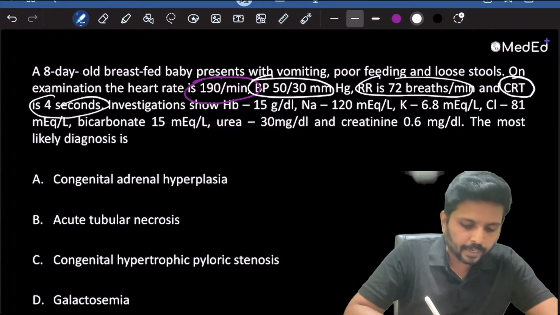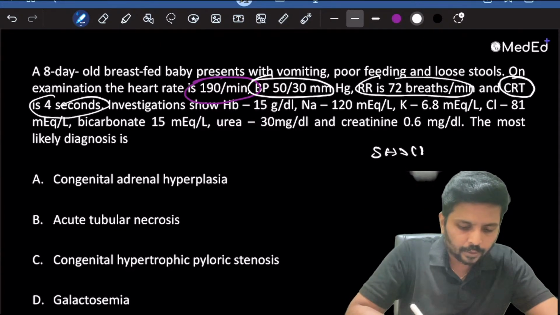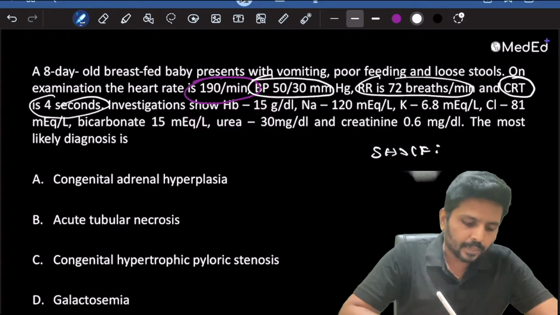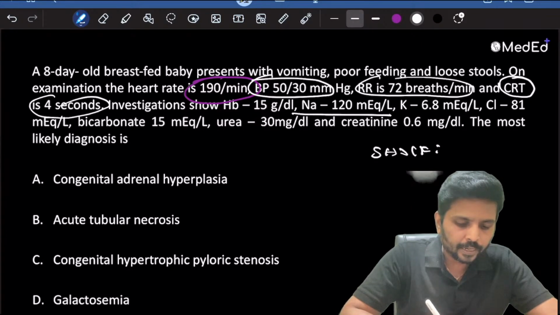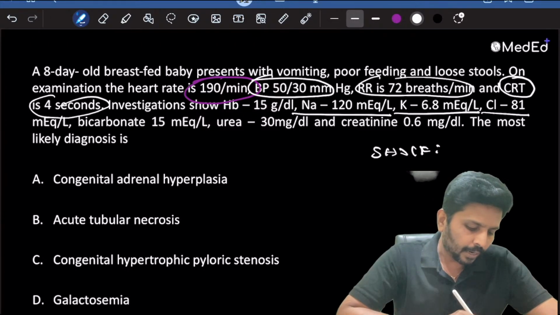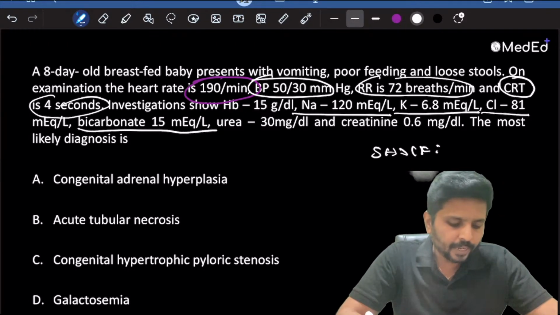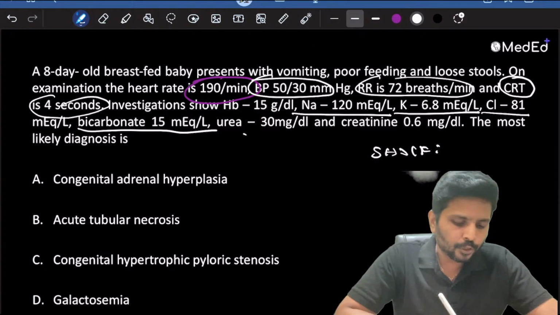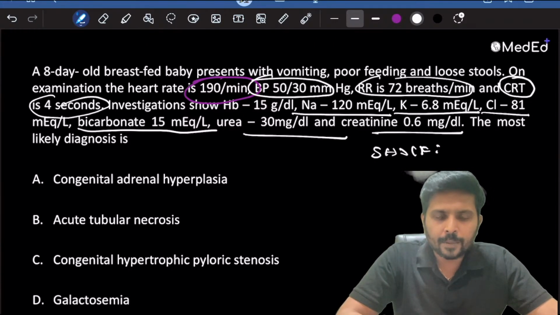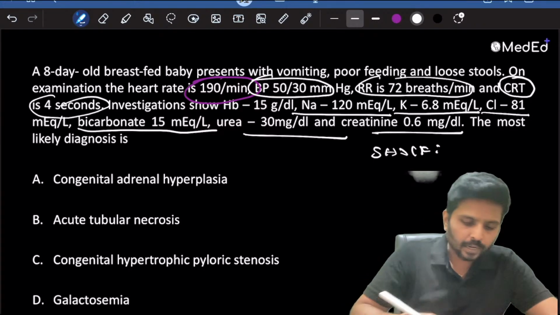So what does it mean? The child is in shock right now. Investigation revealed sodium 120, potassium 6.8, chloride 81 and bicarbonate 15 milliequivalent per liter with urea normal, creatinine normal. So you have hyponatremic, hyperkalemic, metabolic acidosis.